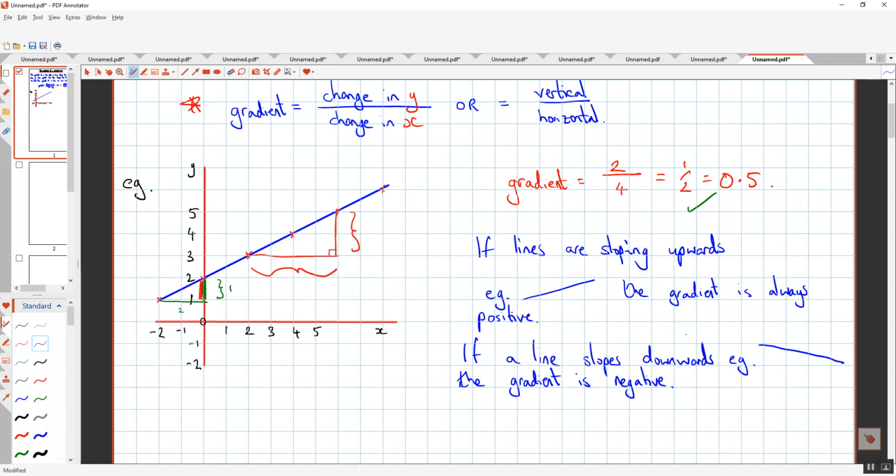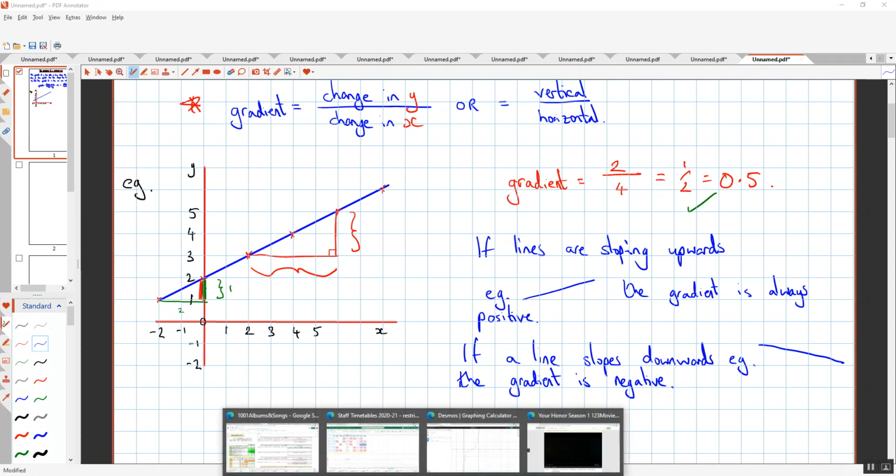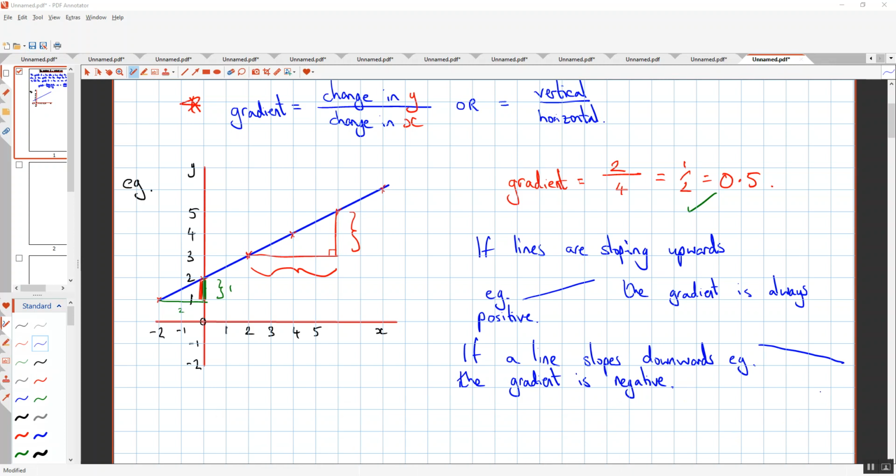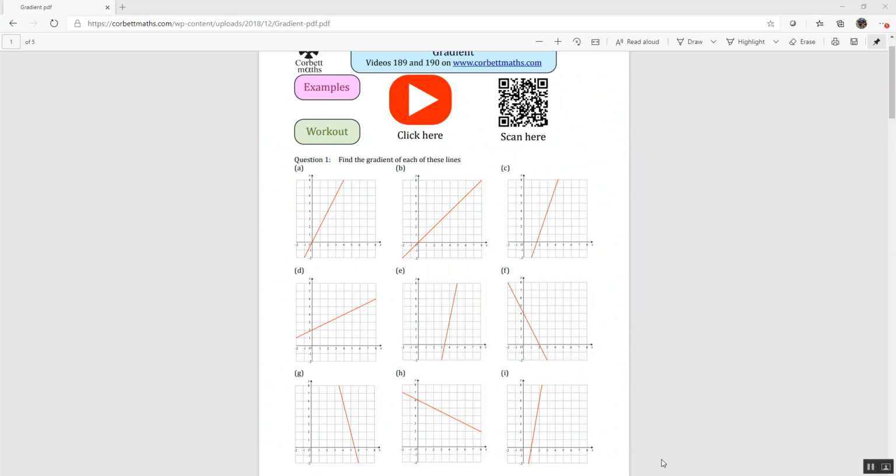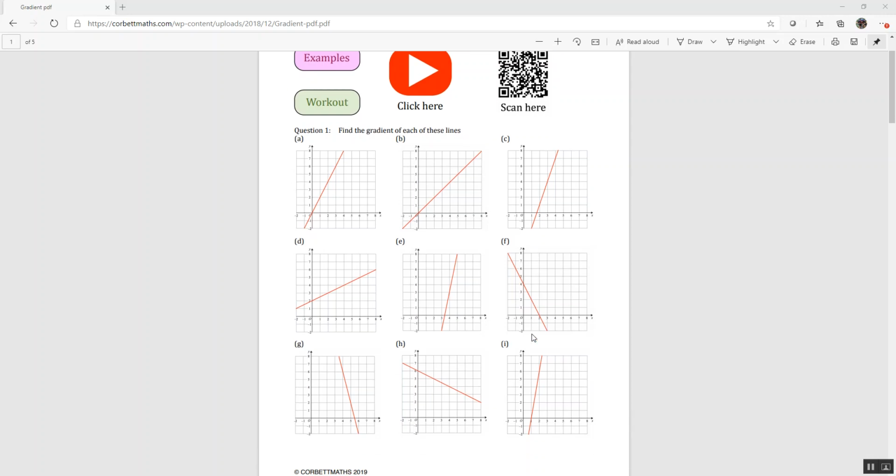I'll look at the questions that we're going to do. We're going to have a go at these questions, okay? There's quite a few on here. We're going to find the gradient of each line. Now you can write on this sheet, but you're going to do the working on a piece of paper, okay?